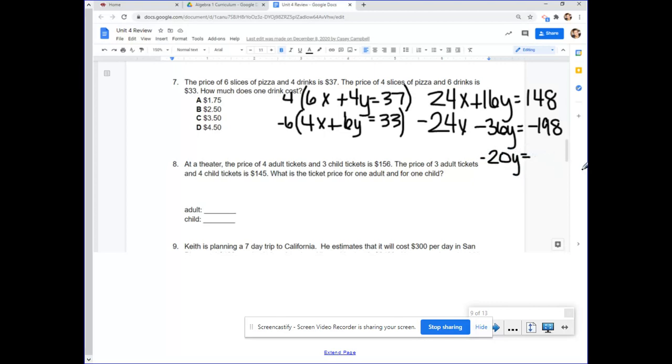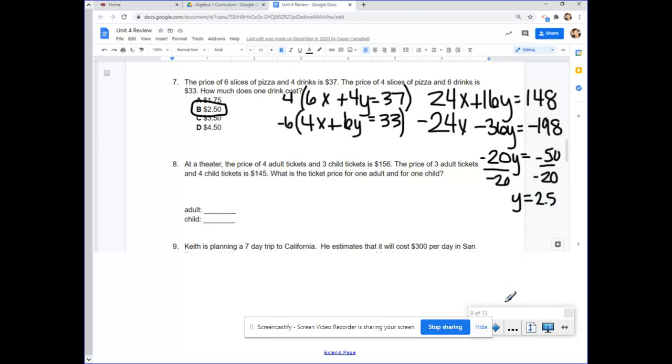Then you're going to take -198 plus 148, or you could do it the opposite way. You get -50. So when I take -50 divided by -20, I end up with 2.5 for y, and that's all they wanted. You don't even have to solve for the other one. So B on number 7 is your answer. When you divide by -20 on both sides, you get y equals 2.5. And since we know we want drinks, then we're done.